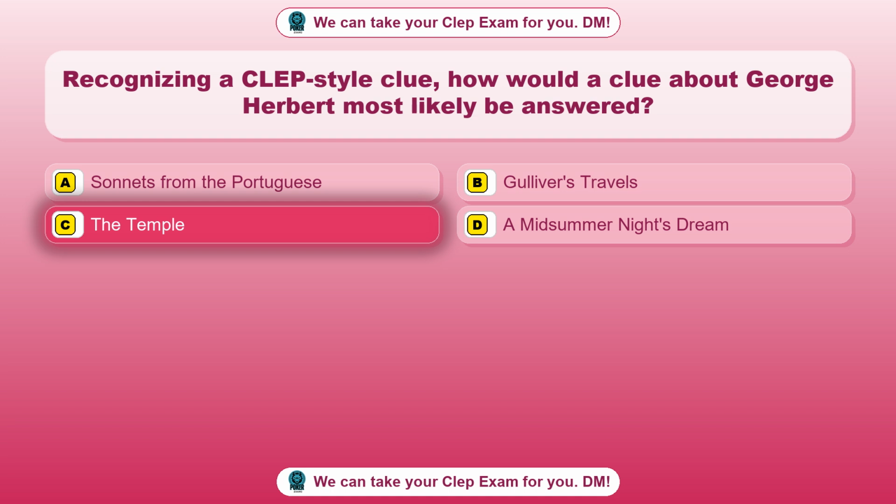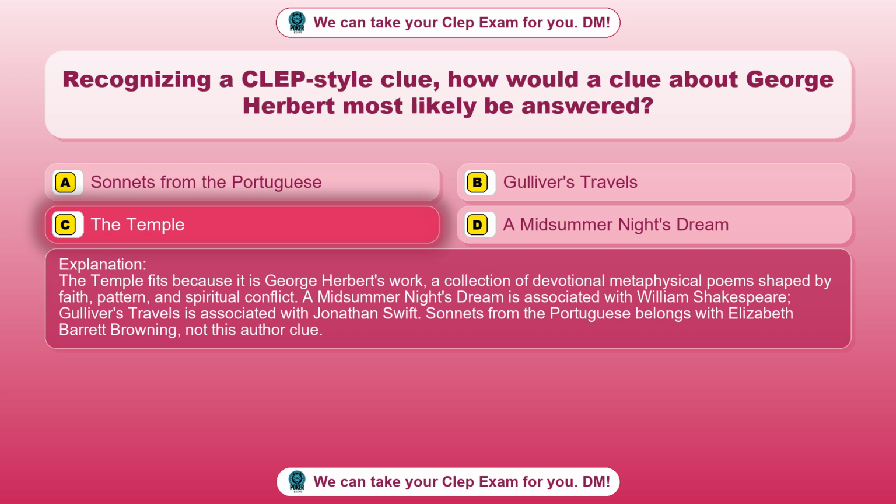The Temple fits because it is George Herbert's work, a collection of devotional metaphysical poems shaped by faith, pattern, and spiritual conflict. A Midsummer Night's Dream is associated with William Shakespeare. Gulliver's Travels is associated with Jonathan Swift. Sonnets from the Portuguese belongs with Elizabeth Barrett Browning, not this author clue.